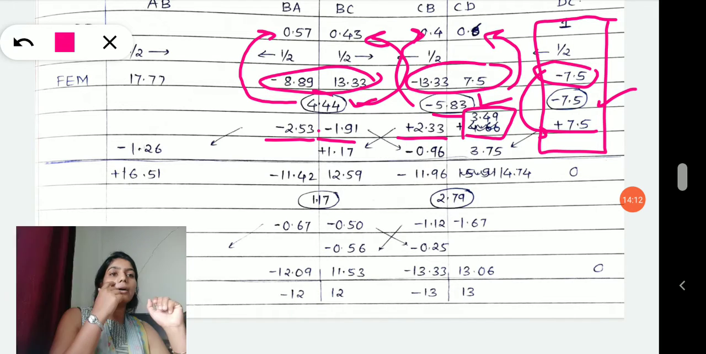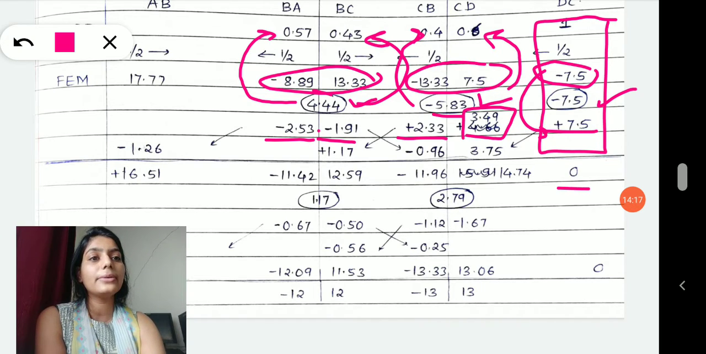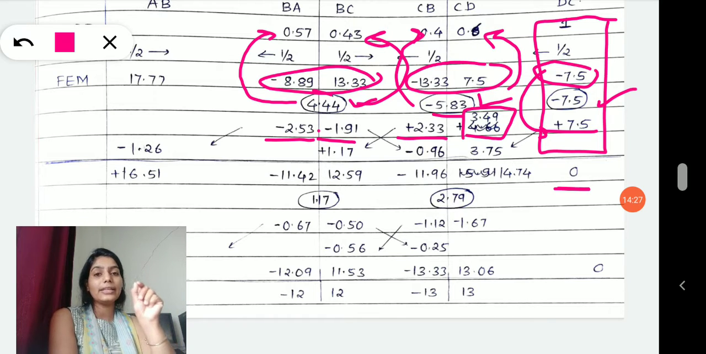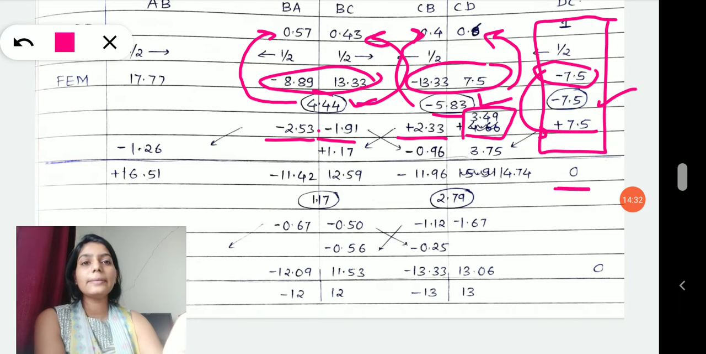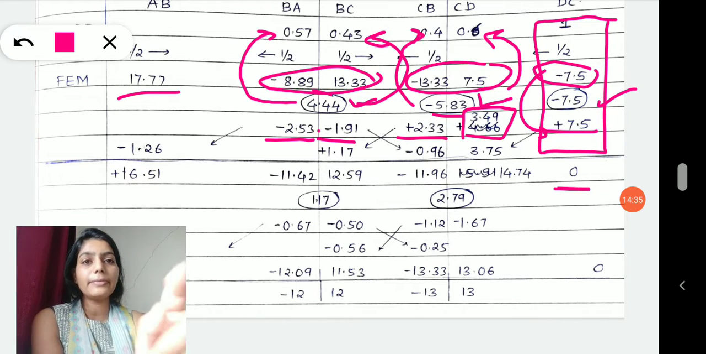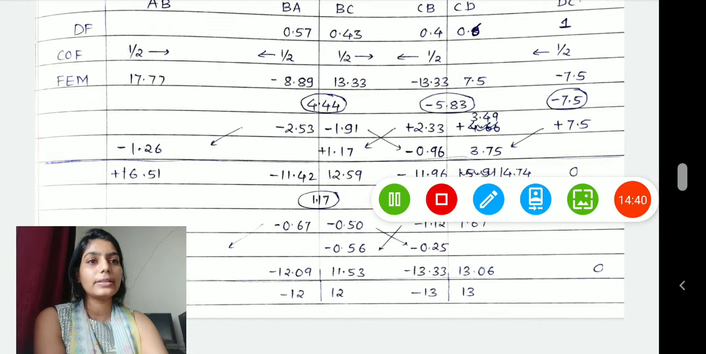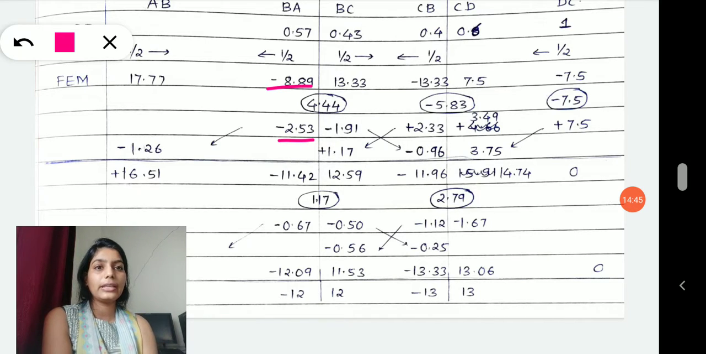And minus 7.5 and plus 7.5 give me the final value here for the next iteration as 0. 0 helps me to understand that the hinge support is free from the moment. It means that the given hinge support is balanced. Right. In the next step, do the summation of everything, 17.77 minus 1.26, and similarly for other steps. Minus 8.89 minus 2.53, add those and write with the signs. Okay.